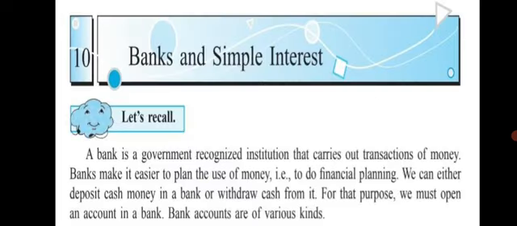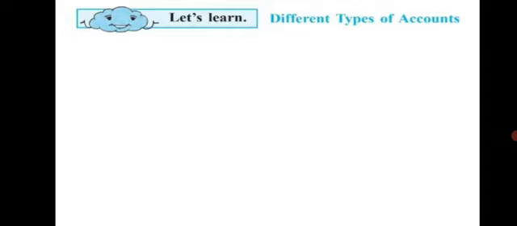Let's recall. A bank is a government recognized institution that carries out transactions of money. Banks make it easier to plan the use of money, that is, to do financial planning. We can either deposit cash money in a bank or withdraw cash from it. For that purpose, we must open an account in a bank. Bank accounts are of various kinds. Let's learn different types of accounts.